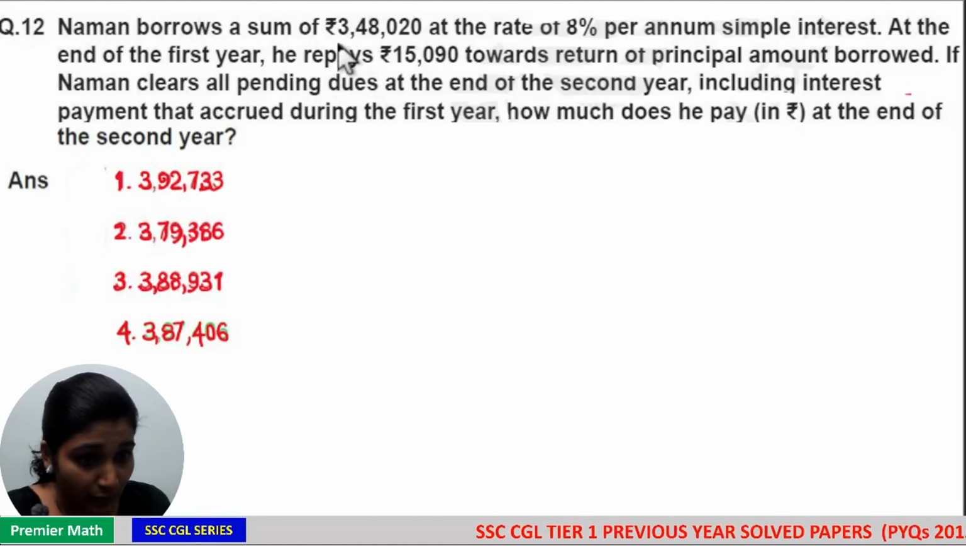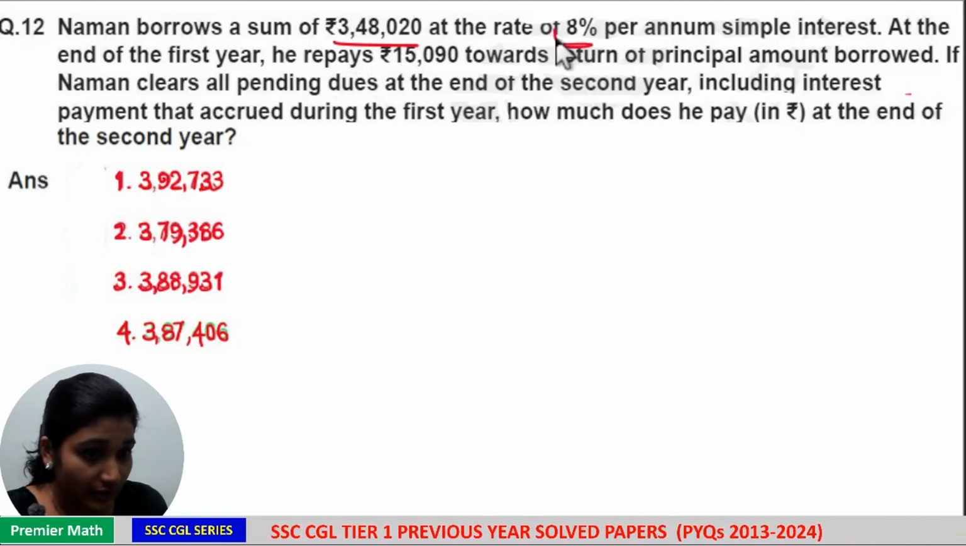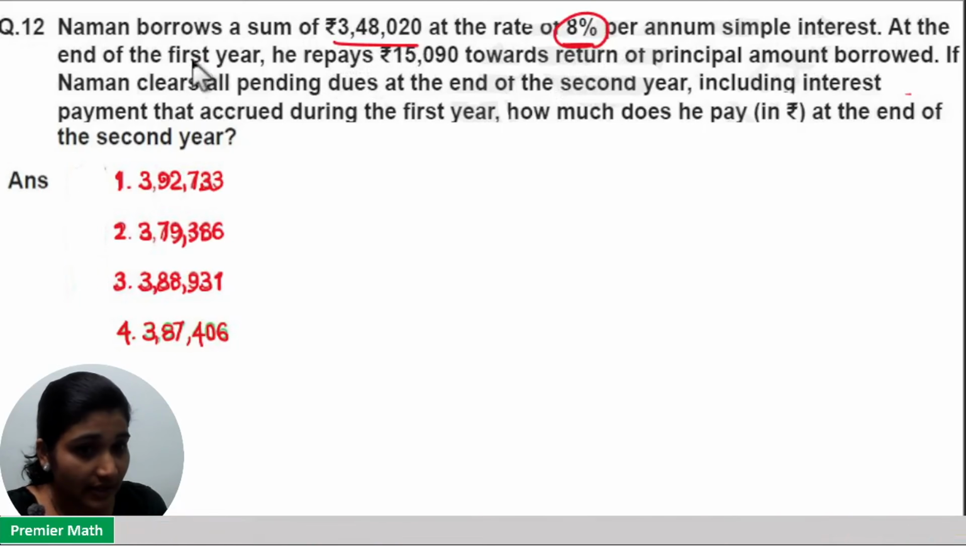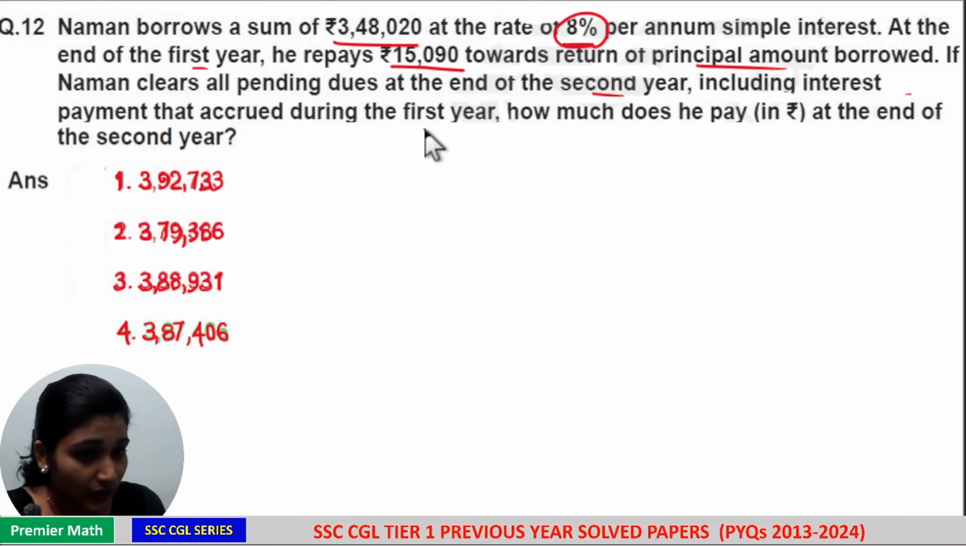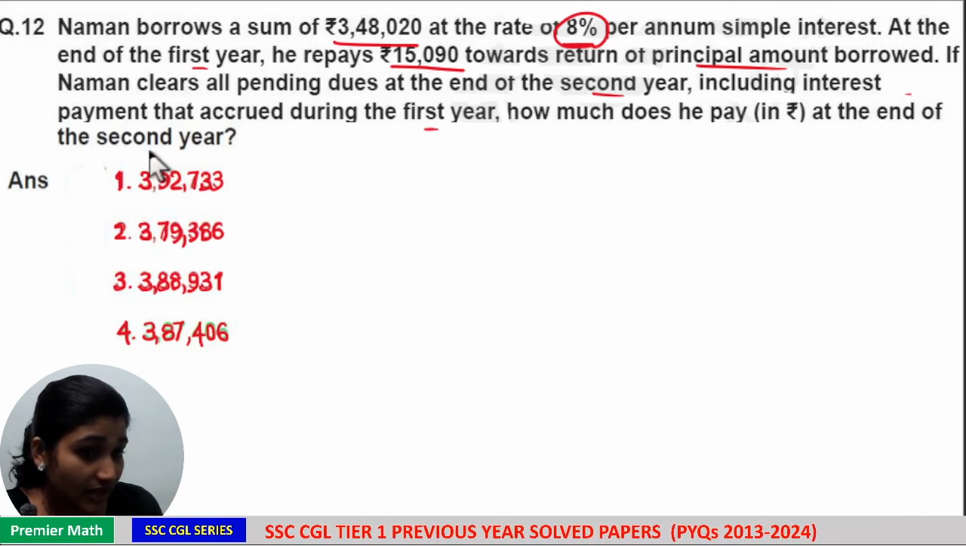Naman borrows a sum of 3,48,000 at the rate of 8% per annum simple interest. At the end of first year, he repays 15,900 towards principal amount borrowed. If Naman clears all pending dues at the end of second year, including interest payment that accrued during the first year, how much does he pay at the end of second year?